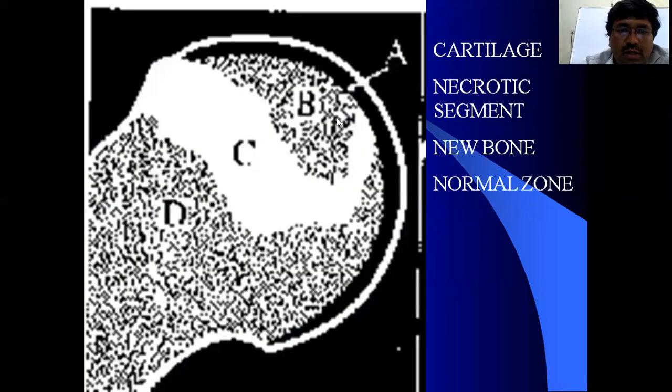So these are the different layers of the bone. So this is the cartilage. You can leave it, and this area is called the necrotic segment. And next, this is the area of new bone formation, and this is the normal bone.